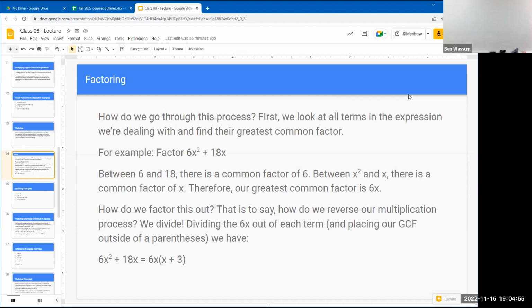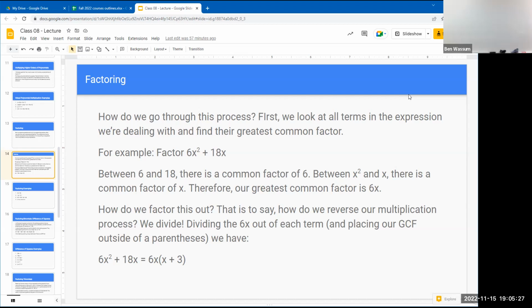When we're just doing the really basic ones, for example, here we have factoring 6x squared and 18x. So you would look at this and say, well, what's the biggest thing that could come out of both? Between 6 and 18, both would have a 6 in common, right? And between x squared and x, they would both have an x in common. So we can say that the greatest common factor between those two is 6x. So what you end up doing is you factor it out.